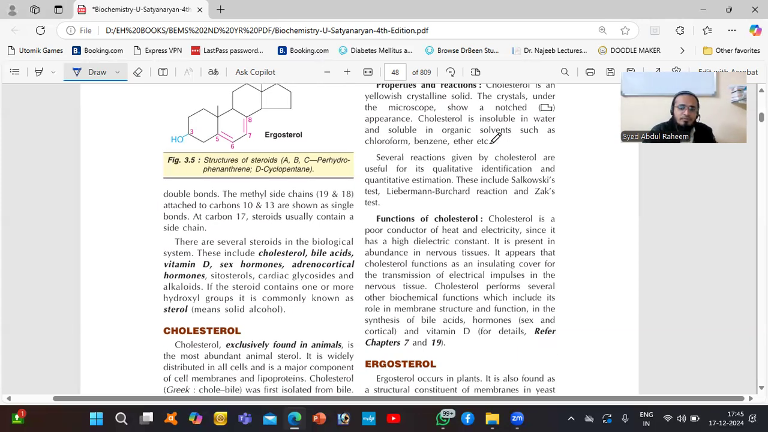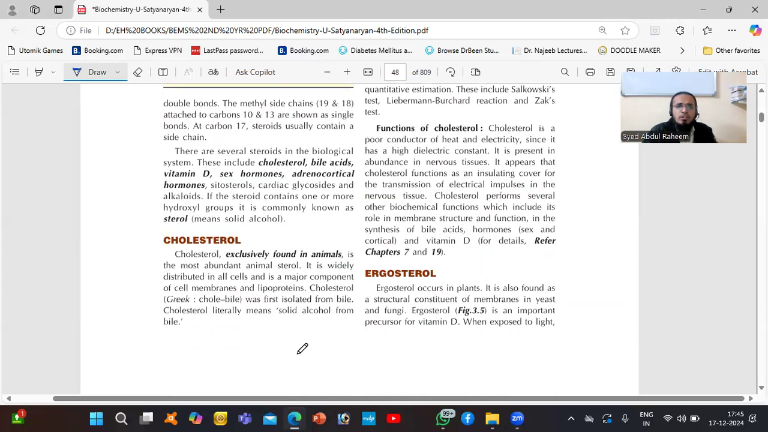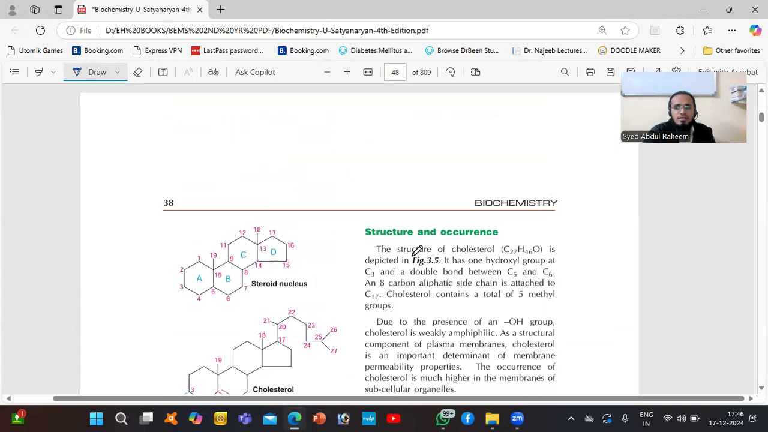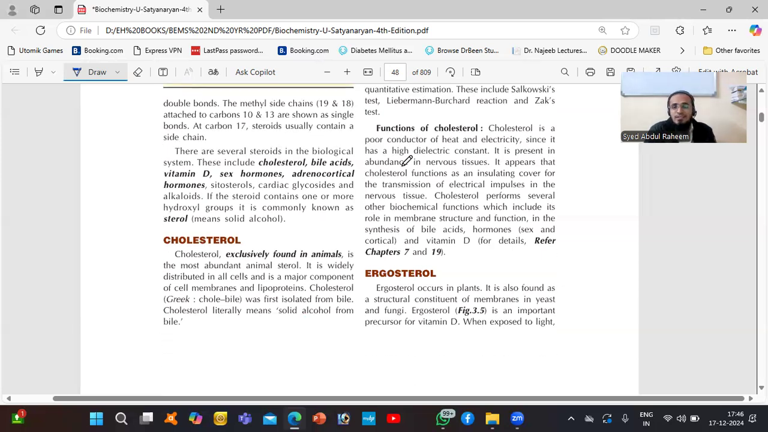They need fat for development and production of steroid hormones. Okay, we need fat. Next, we have cholesterol. Cholesterol is found exclusively in animals. The most abundant animal steroid, it is widely distributed in all cells and is a major component of the cell membrane and lipoprotein. Cholesterol is there for the cell membrane and lipoprotein, like I told you, for permeability. We need to understand its functions.